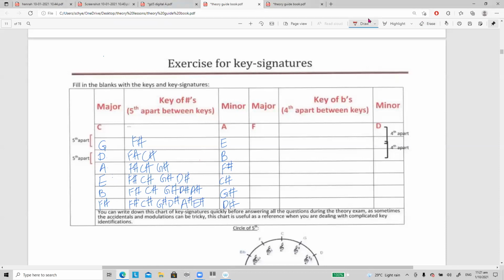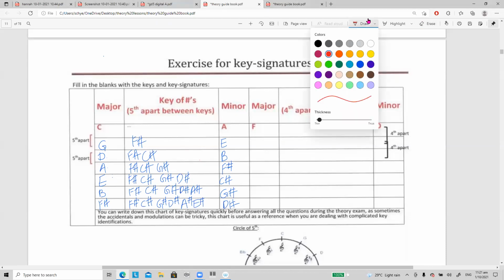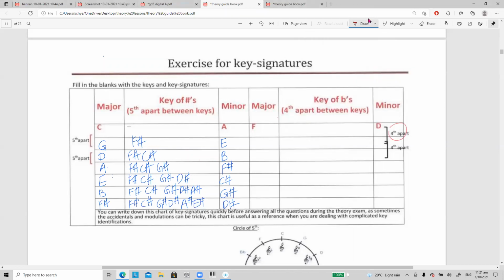Now let's look at the key signature of flats. For key signature of flats, I use maybe red color. For key signature of flats, we count 4 steps instead of 5. We count 4 steps. So from F, count 4 steps: F, G, A, B. So it's B.